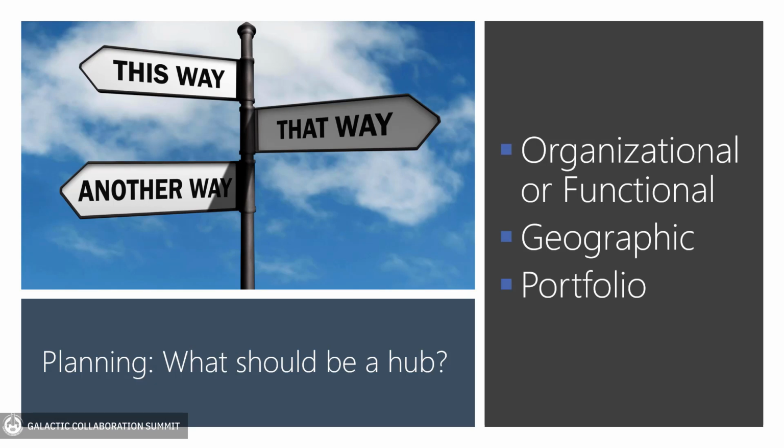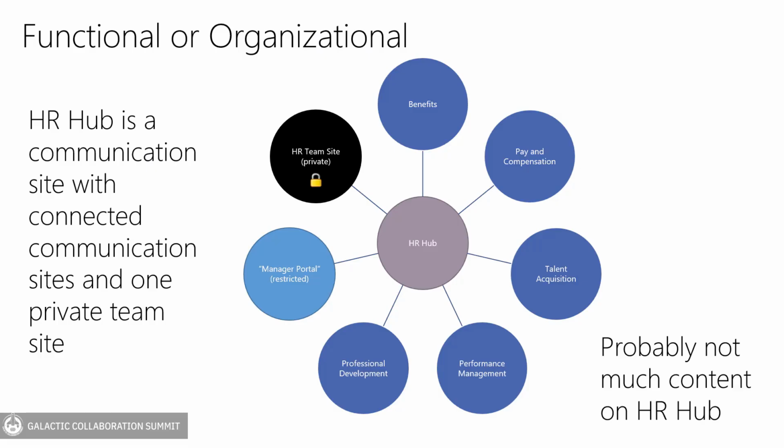So when I think about the world of hubs, I think there are basically only 3 models for hubification. One is you could create a hub to represent a function or organization. The other is to create a hub that represents a particular geography or location. And the last really is to create a portfolio of related sites. And let's talk a little bit about each one.